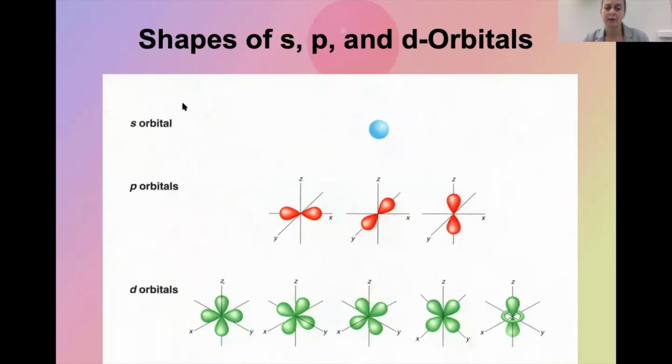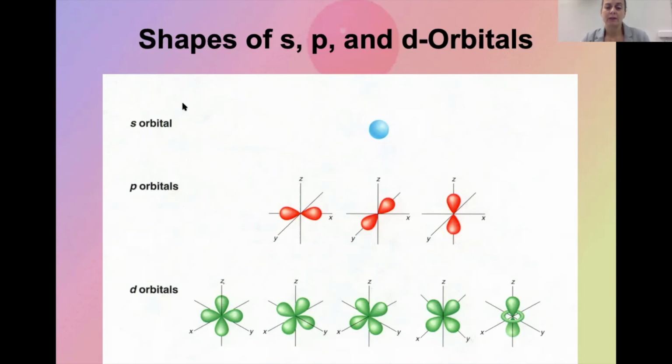When we get to the third energy level, we have s and p and d orbitals. And the d orbitals, some of them actually have different shapes as well as having different orientations in space. So 1 s orbital, 3 p orbitals, 5 d orbitals. When we get to the fourth energy level, we do add in f orbitals, and there are 7 f orbitals. They have both different orientations in space and different shapes.